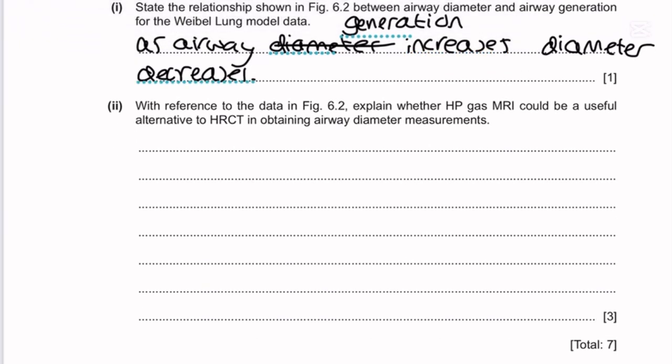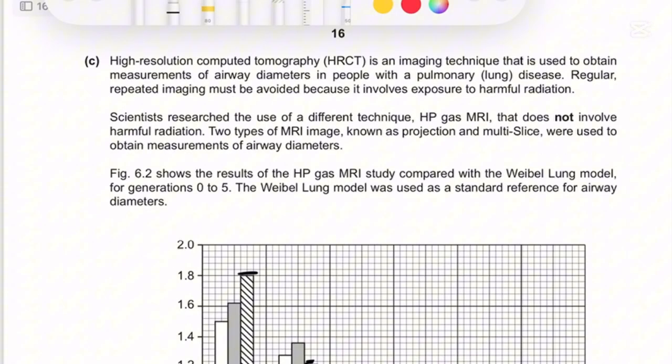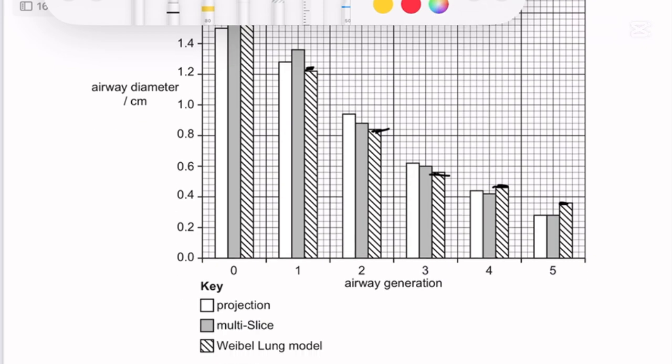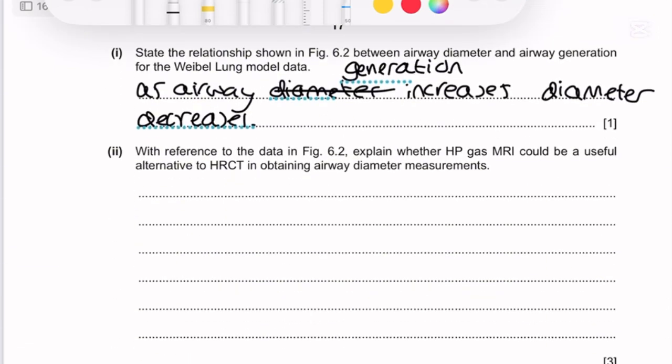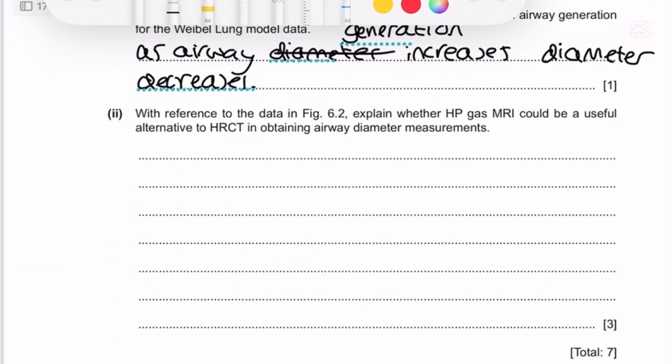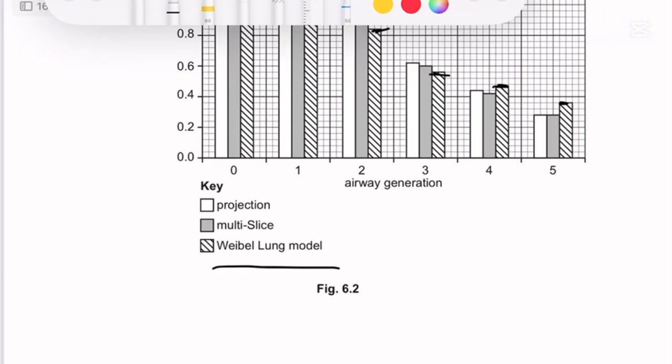With reference to data in figure 6.2, explain whether HP gas MRI could be a useful alternative to HRCT in obtaining airway diameter measurements. So it could be useful in obtaining airway diameter measurements. He specifically is asking about HP gas MRI. MRI could be a useful alternative to HRCT in obtaining airway diameter measurements.